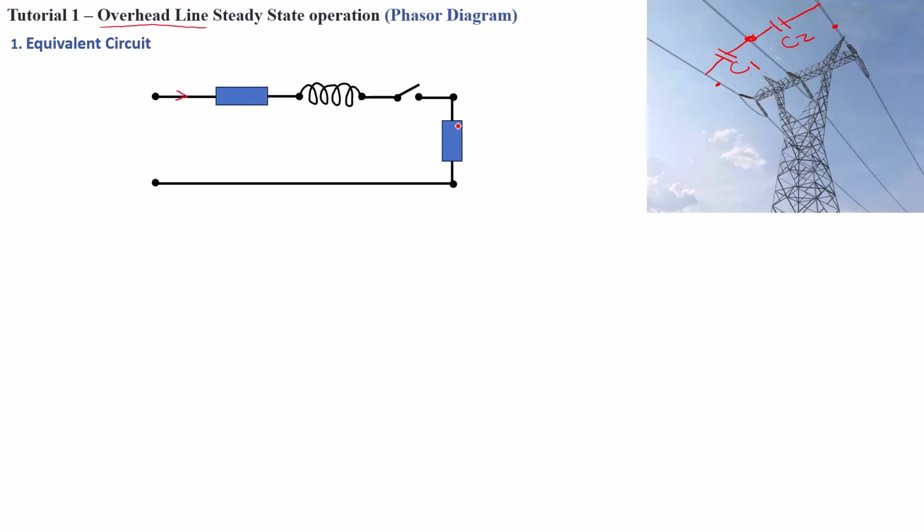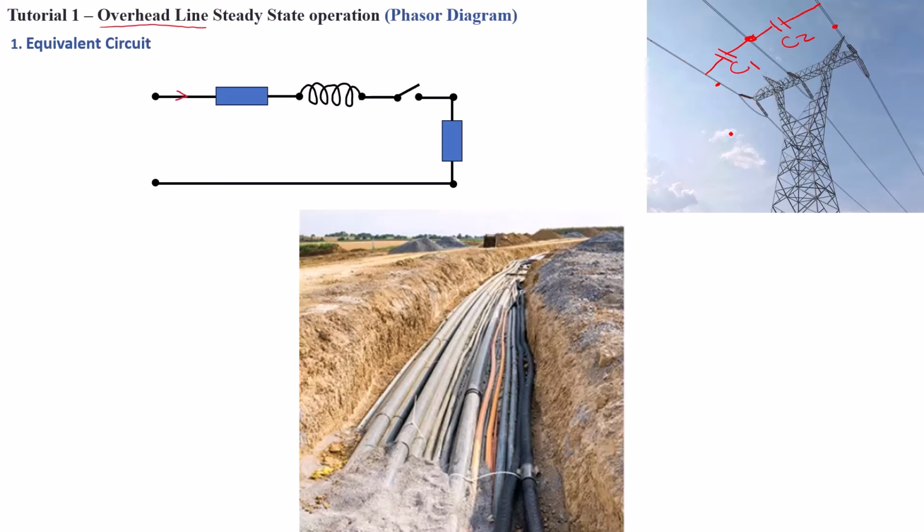But remember, this only applies to overhead transmission lines. If you are dealing with underground systems, remember the long, short, medium classification does not apply there, because the cables are going to be so close to each other that you have to consider the capacitance that's going to build up around the bundled cables.